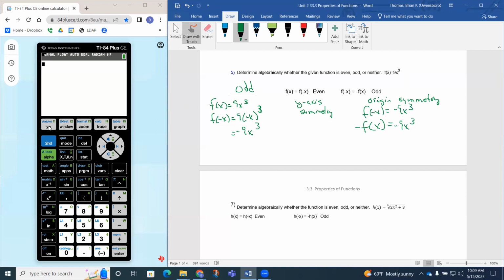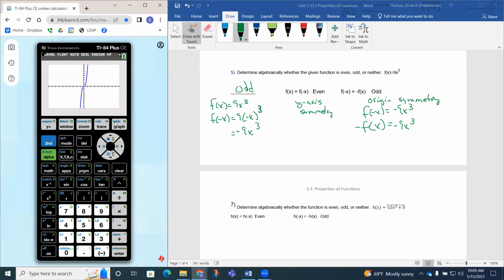Now, if I want to graph it, y equals, and if I type in this function 9x cubed, 9x raised to the third power, if I graph this, this is what it looks like. Notice that for even functions, there has to be this y-axis symmetry. So if there's part of the graph over here, we should be seeing this graph being mirrored over here, and we don't. But also the origin symmetry, we do see this graph being mirrored across the origin.